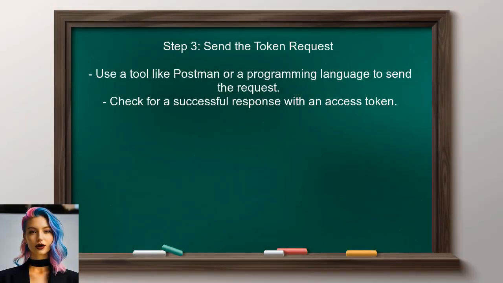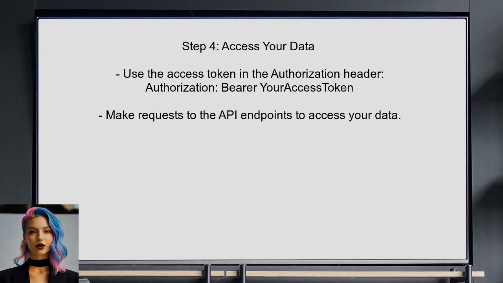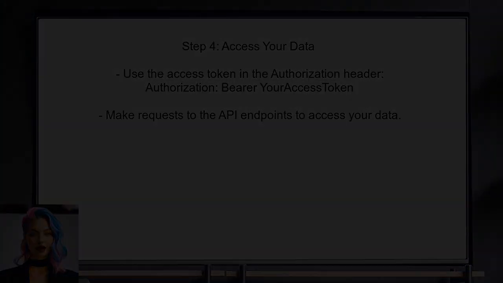After preparing the request, the user can send it to the token endpoint. If successful, the API will return an access token that can be used to access their data. Finally, the user can use the access token to make authorized requests to the API. This allows them to access their own data without any user interaction.